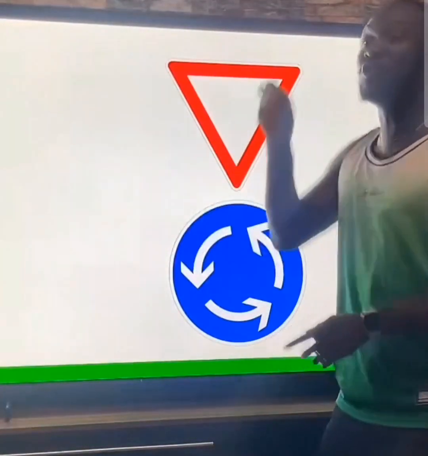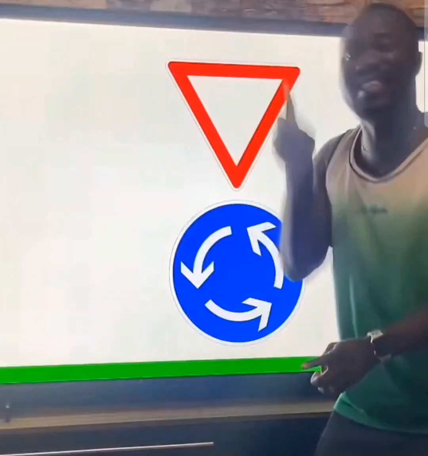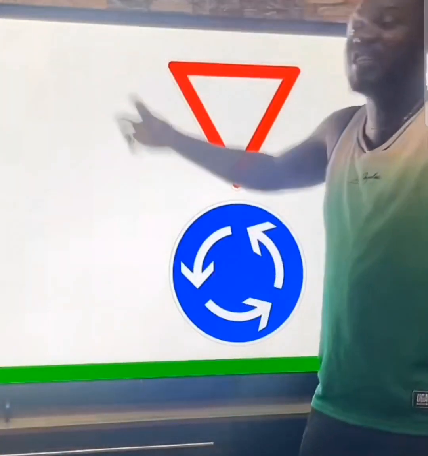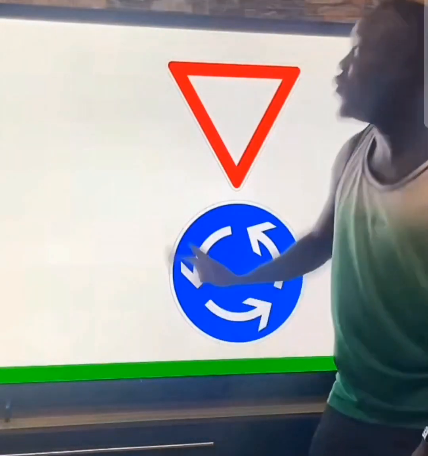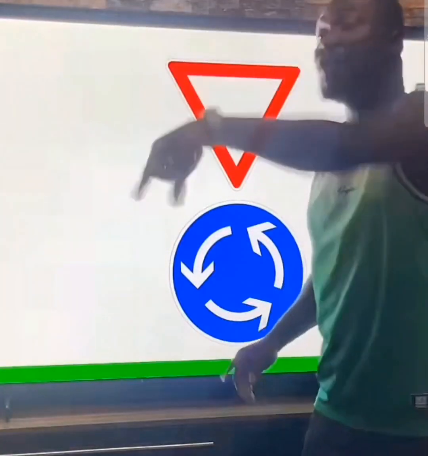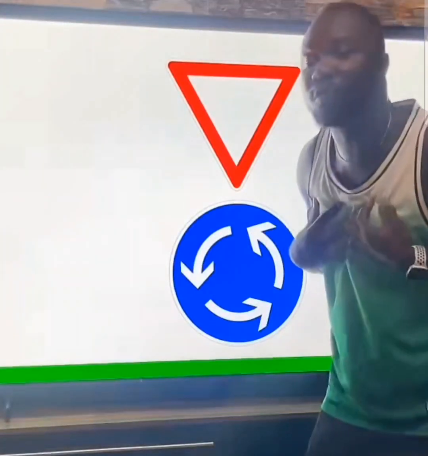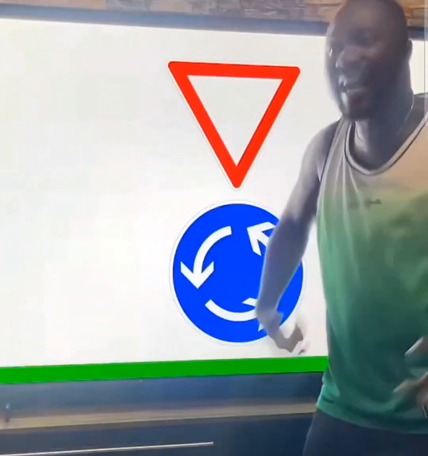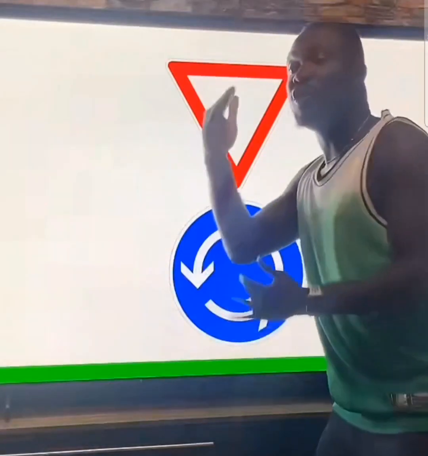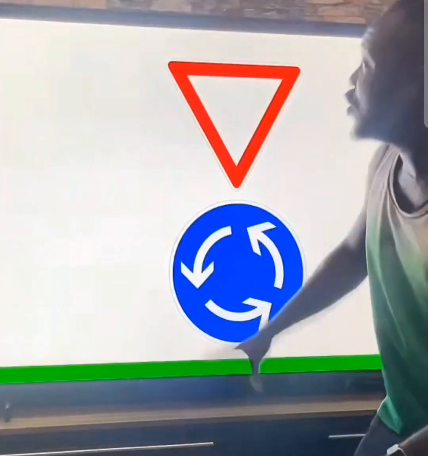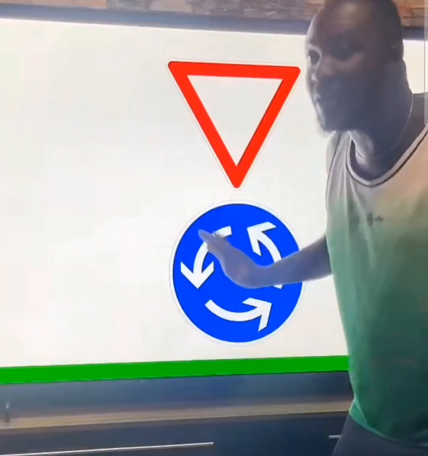Before you enter, you must stop and give way because of this sign. And when you want to leave, the reason why you are signaling is to send a message to other people that you are about to leave. You are also allowed to stop. I know they will say you are not allowed to stop in this roundabout, but because of the research and the practical aspect I have seen, to some extent you are allowed to stop on this roundabout, and I can prove it to you now.